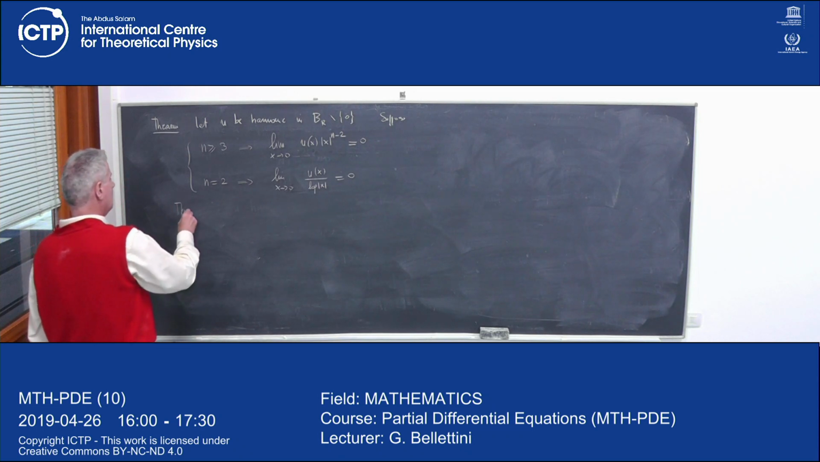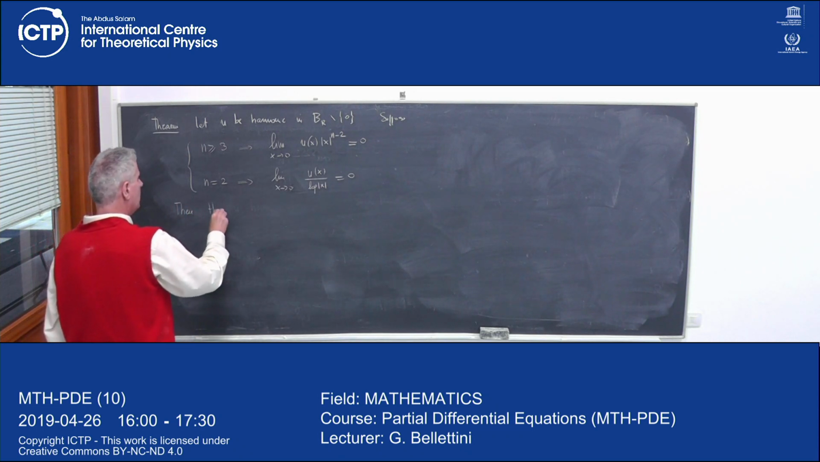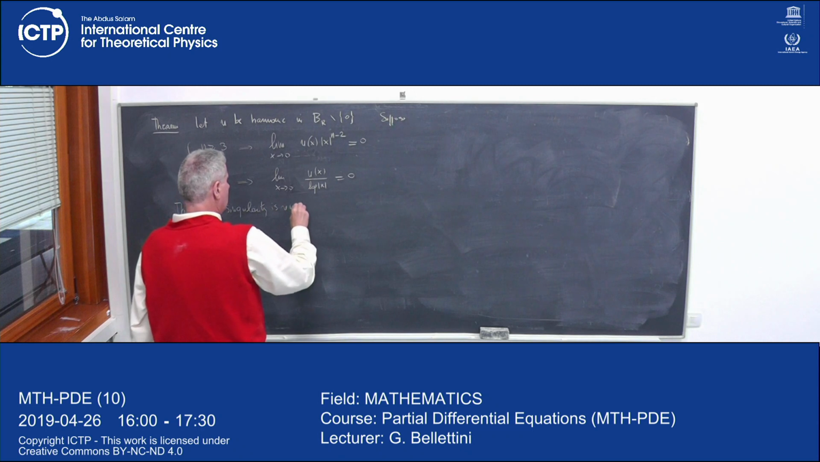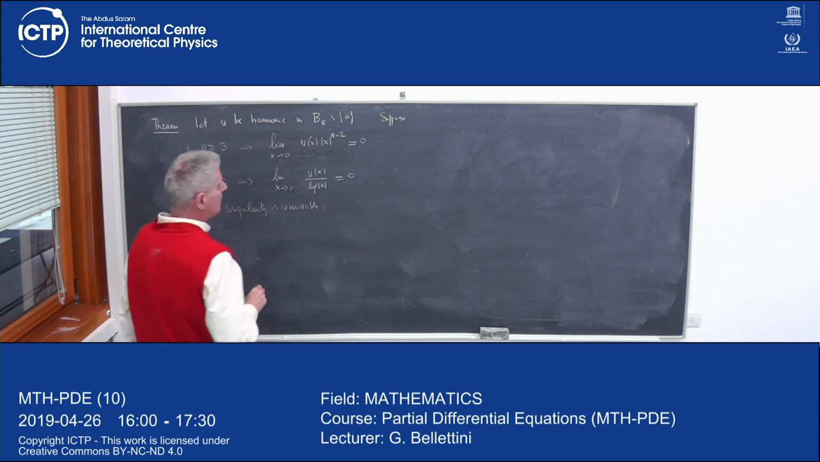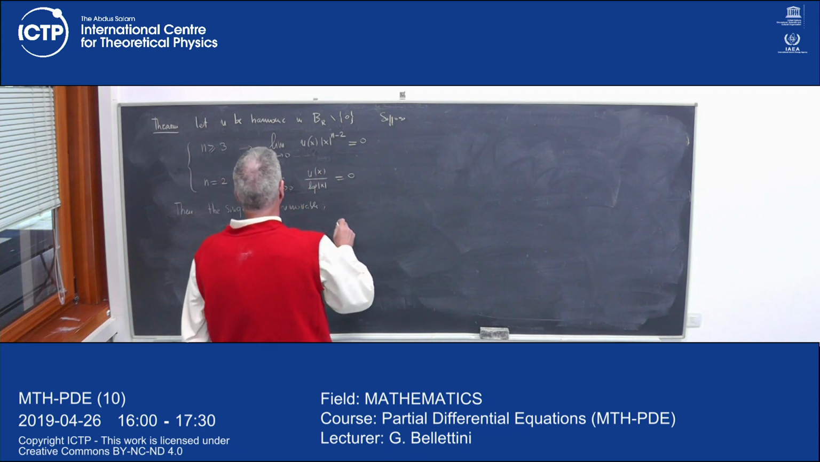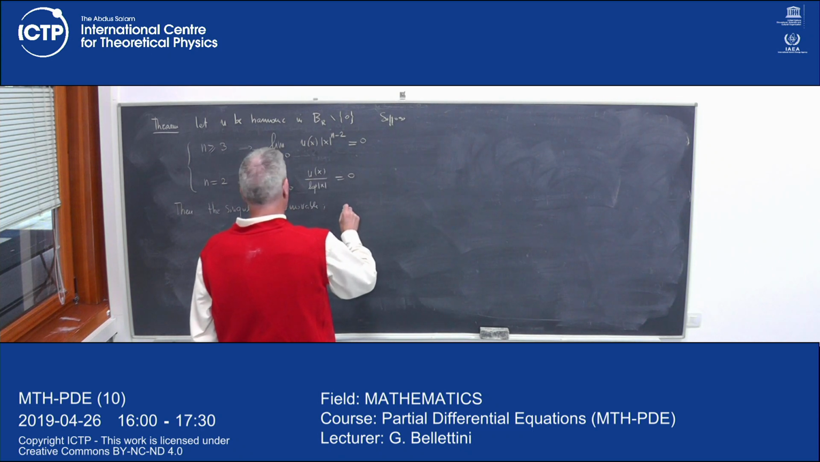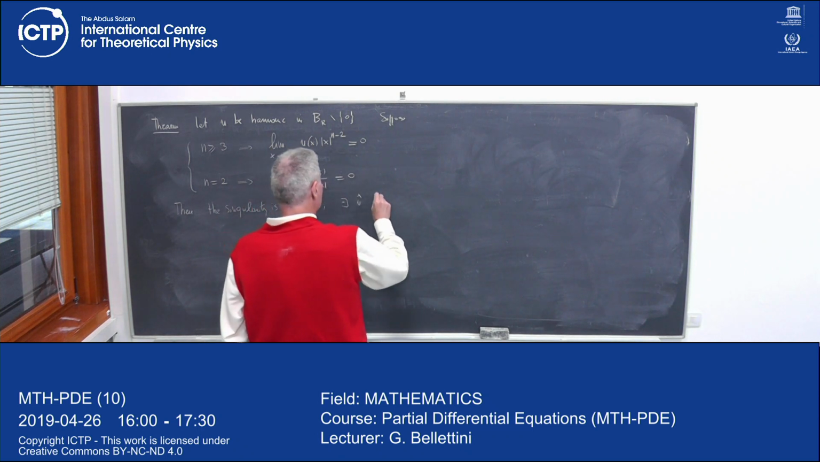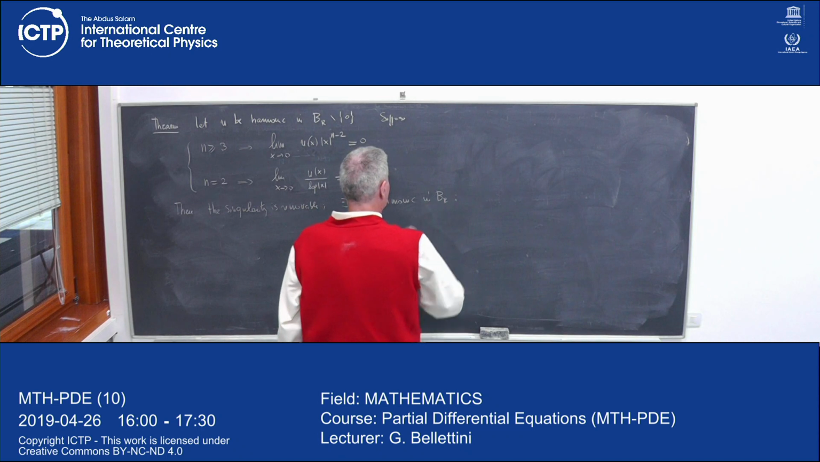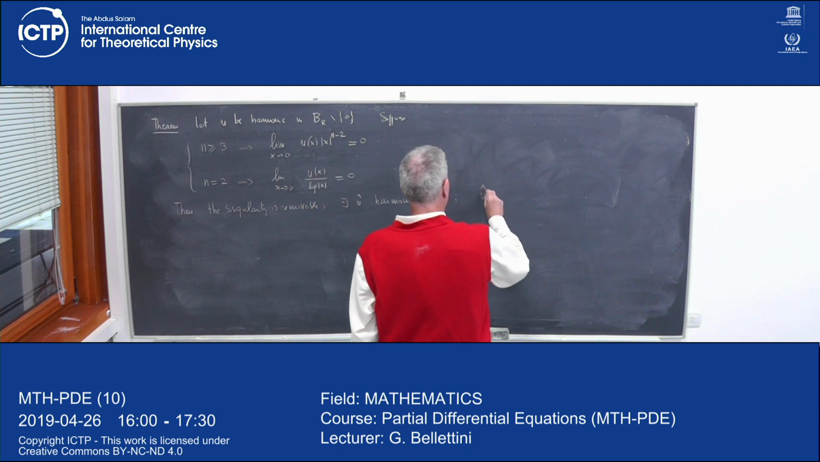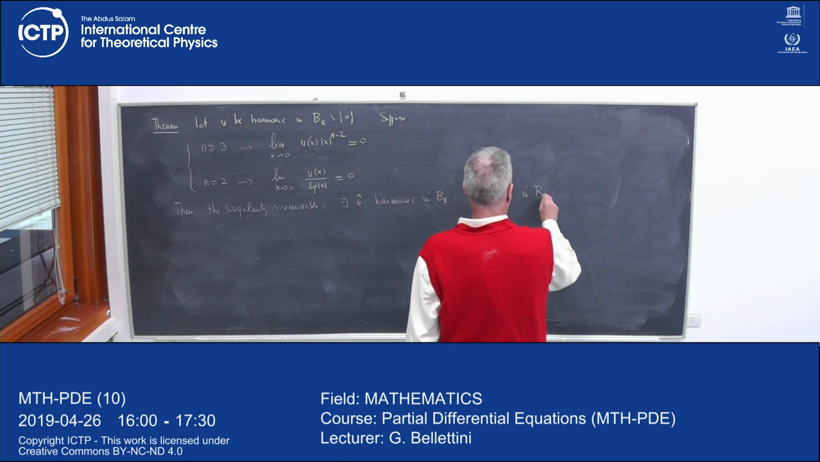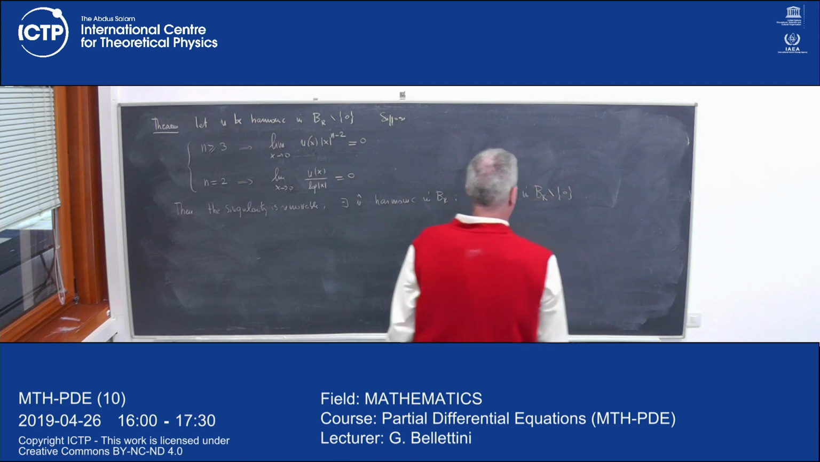Then the singularity is removable. What does it mean? This means that there exists a function that I denoted by v, no, u hat. Then there exists u hat harmonic in Br such that u hat is equal to u in Br minus 0.